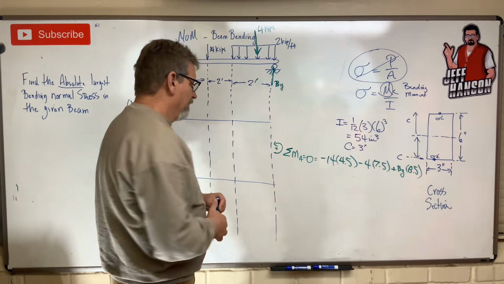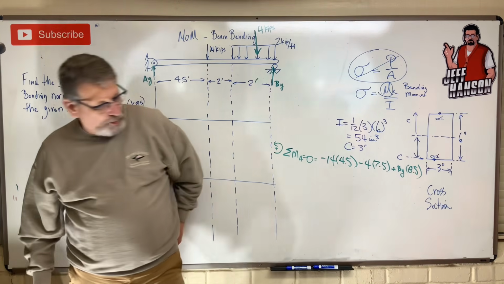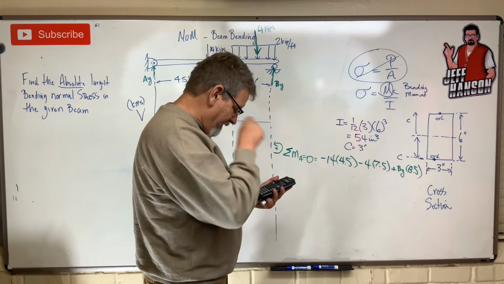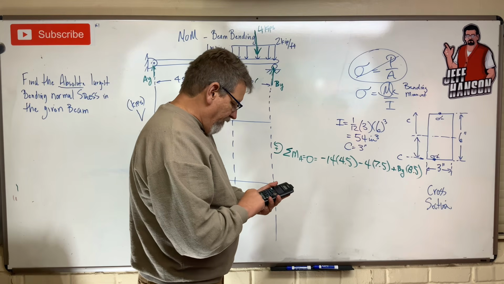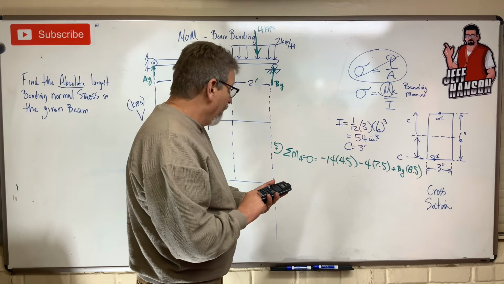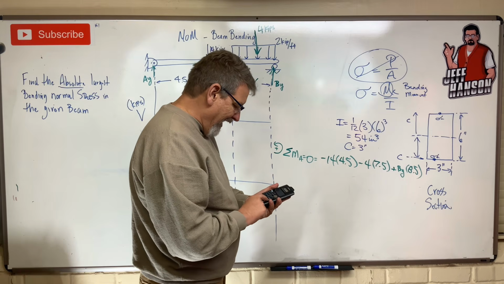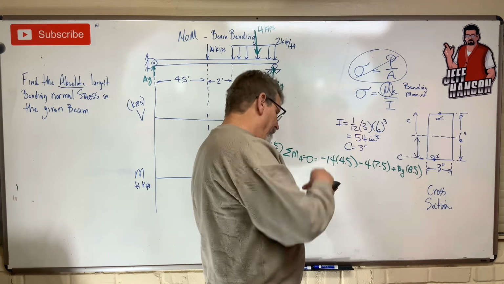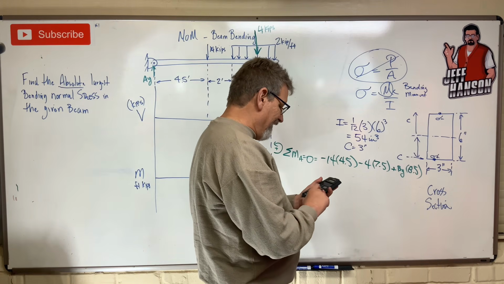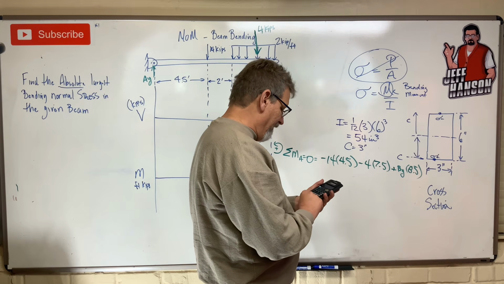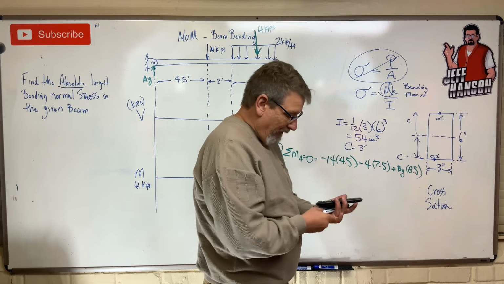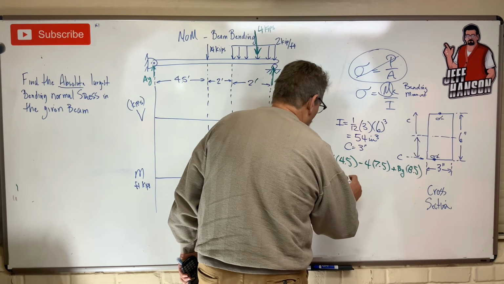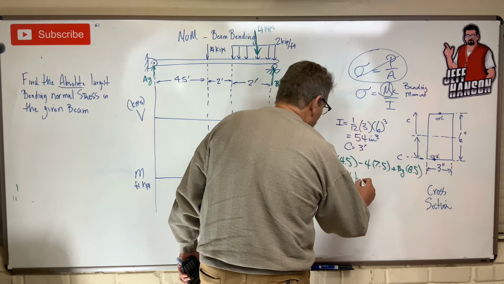Okie dokie. Let's get our calculator out here. Oh, it's in my pocket. Okay, so I have 14 times 4.5 plus 4 times 7.5. Move that to the other side. Equals 93. Divide that by 8.5. And that gives me 10.94. So BY equals 10.94 kips.